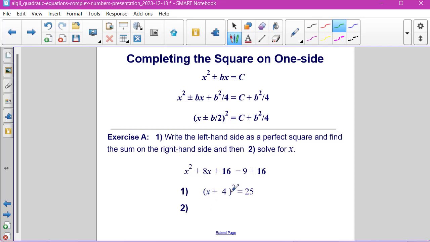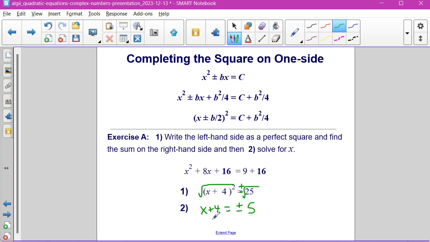So in order to solve this equation, we have this quantity raised to the second power, or being squared. So in order to undo the square, we have to take the square root of both sides. And when we square root both sides, that square root has a plus or minus in front of it. So we have that x plus 4 is equal to plus or minus the square root of 25, which is 5.